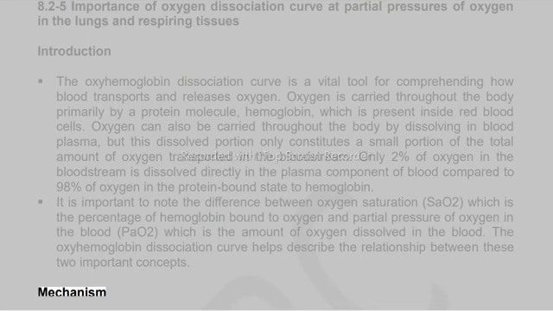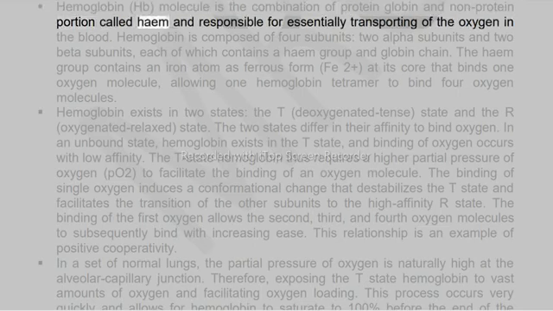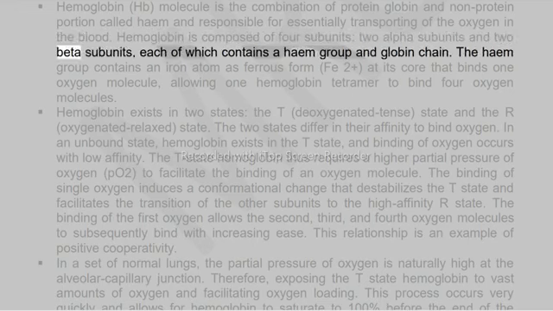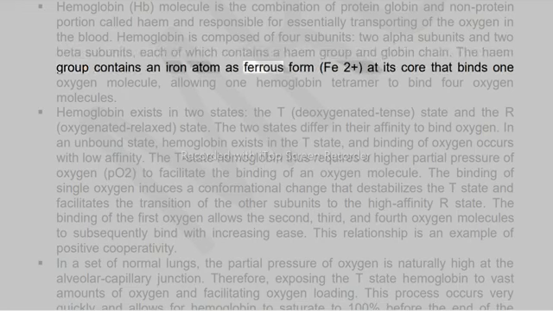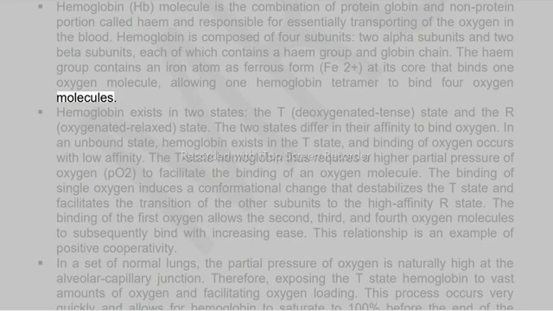Mechanism. The hemoglobin, Hb, molecule is the combination of protein globin and non-protein portion called heme and is responsible for transporting oxygen in the blood. Hemoglobin is composed of 4 subunits, 2 alpha subunits and 2 beta subunits, each of which contains a heme group and globin chain. The heme group contains an iron atom as ferrous form, Fe2+, at its core that binds one oxygen molecule, allowing one hemoglobin tetramer to bind 4 oxygen molecules.